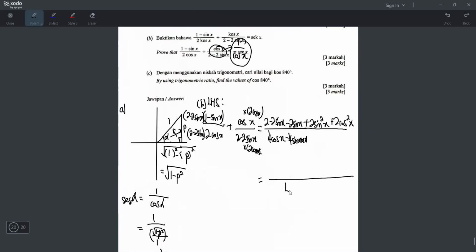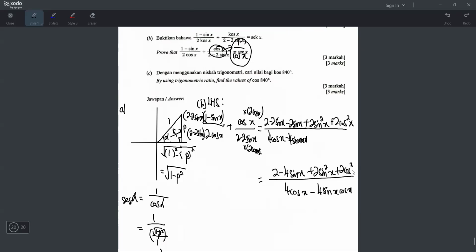Okay, the denominator we can write 4 cos x minus 4 sine x cos x. Okay, I realize up here you can do this. Why can you do this? Because negative 2 sin x minus 2 sin x is negative 4 sin x, right? And then plus, okay, the 2 sin square and 2 cos square, I don't think you can combine that because this one is sin square, this one is cos square. And sin square with sin also cannot be combined.